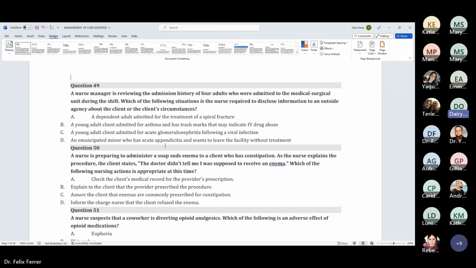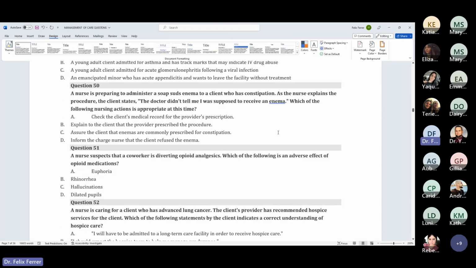I think it's A. An adult admitted for treatment of a spinal fracture. Yes, it's reportable, because a spinal fracture in an adult is always a sign of abuse. Spinal fractures in adults, rib fractures pretty much in children, and corner fractures in children too. All three of them are signs and symptoms of abuse. Okay?